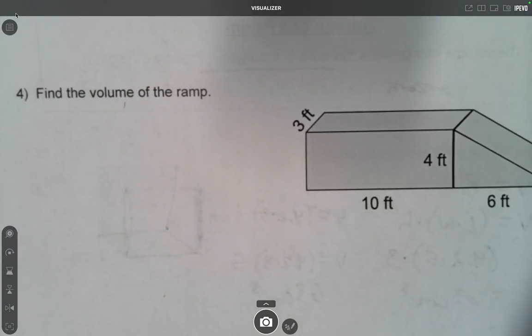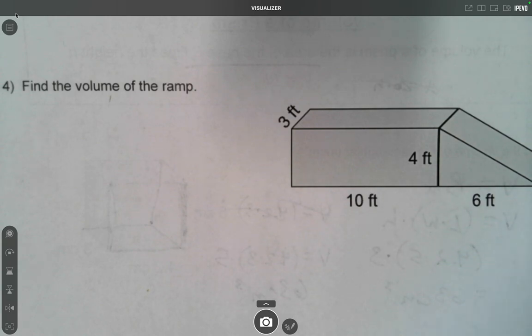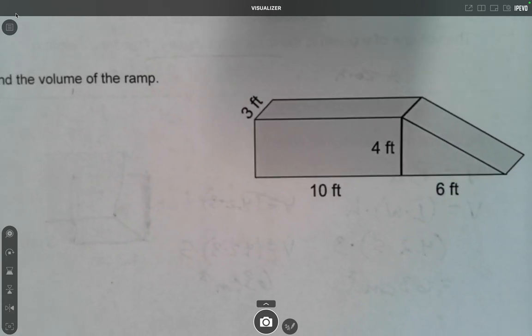Okay, last one, find the volume of the ramp. So if any of you ever set up a ramp at your house for a bike or a skateboard, you know, it could look something like this. You got to ramp up to it, and then in this case there's a flat part. I shaped this more like a ramp that you might drive your car or your riding mower up on top of. Anyway, not important.